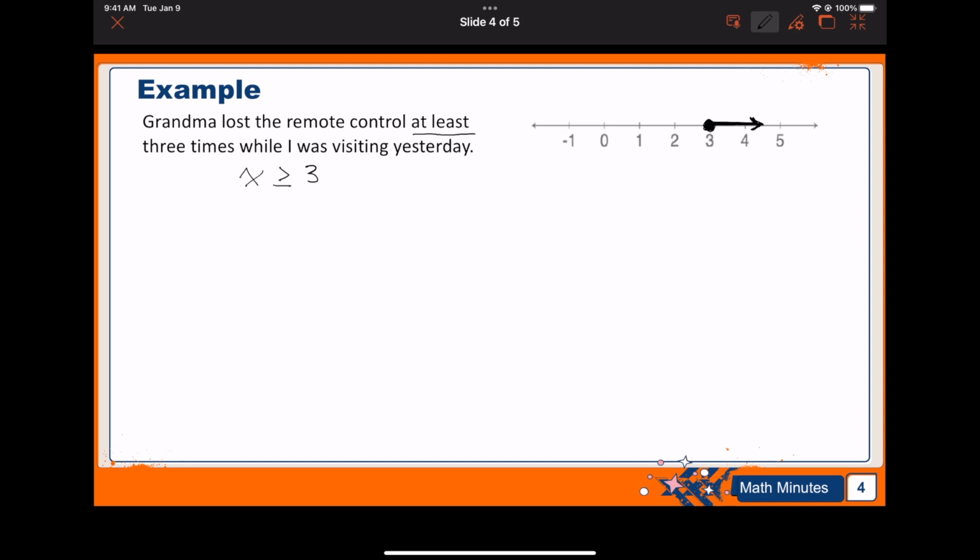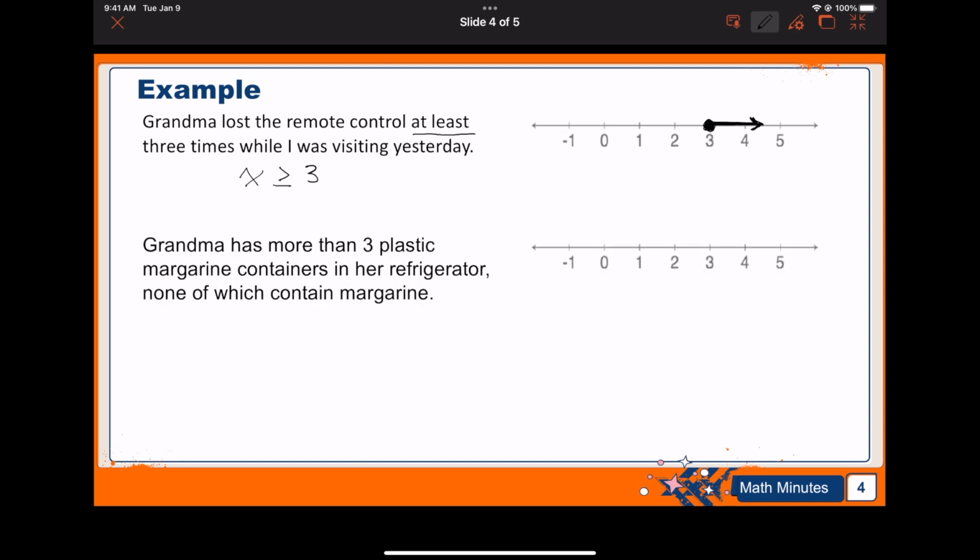Okay, let's take a look at another example here. Grandma has more than 3 plastic margarine containers in her refrigerator, none of which contain margarine. Grandma, I just need some margarine. Why do none of these containers have margarine? They all have soup in them. Anyway, that's a personal thing, I guess.